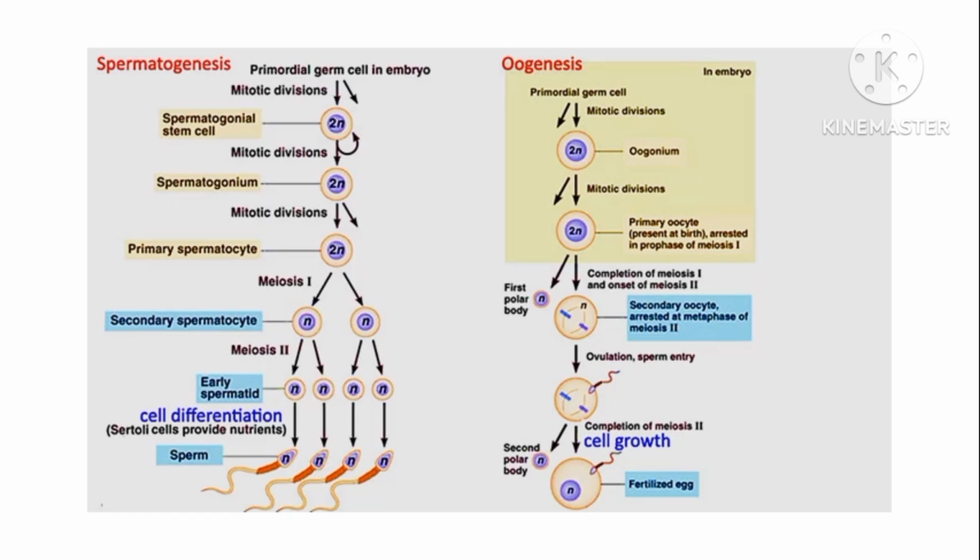And in oogenesis, oogonium undergoes mitosis to form the primary oocyte. The primary oocyte gets arrested at prophase 1 of meiosis 1 before birth, and after puberty, meiosis 1 is completed and the secondary oocyte is formed, which gets arrested at metaphase 2 of meiosis 2 and forms the first polar body. When fertilization occurs, an ovum is formed and the second polar body is formed. This is the complete information of gametogenesis.